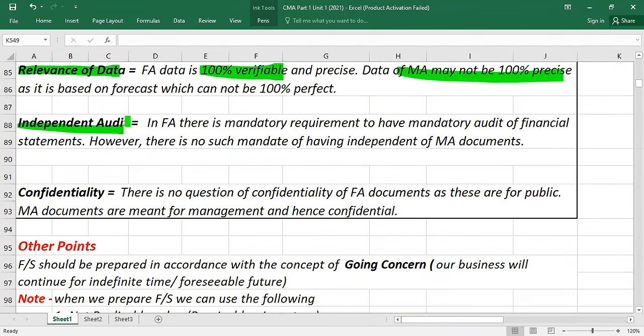Independent audit. For financial accounting, external audit is compulsory if you are a listed company. But for management accounting, it is not compulsory. We don't do it for management accounting. Then we have confidentiality. Mostly in financial accounting, there is no question of confidentiality because we prepare it for the public. It is already public. But management accounting requires confidentiality because it's internal reports which you will use for decision making of the company.